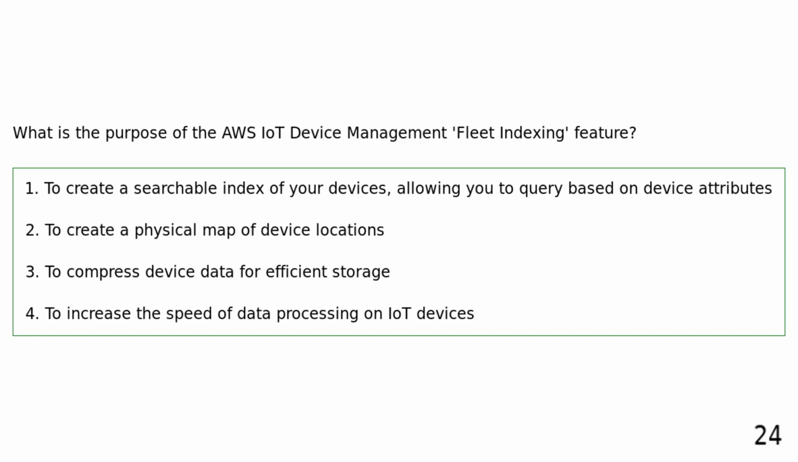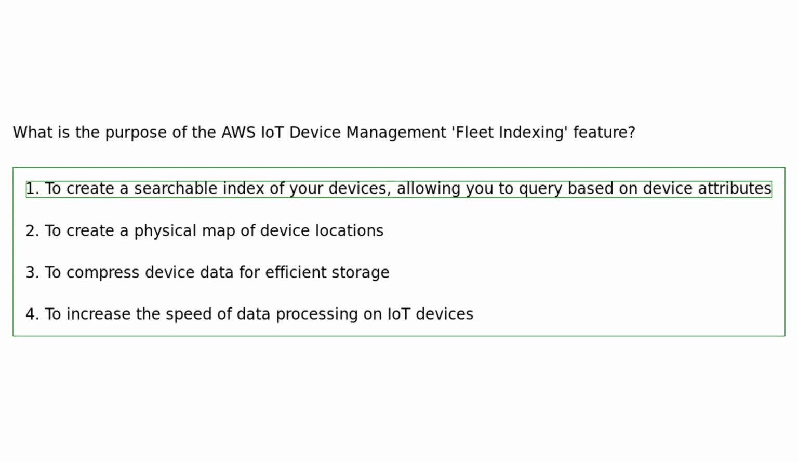What is the purpose of the AWS IoT Device Management Fleet Indexing feature? To create a searchable index of your devices, allowing you to query based on device attributes. To create a physical map of device locations. To compress device data for efficient storage. To increase the speed of data processing on IoT devices.